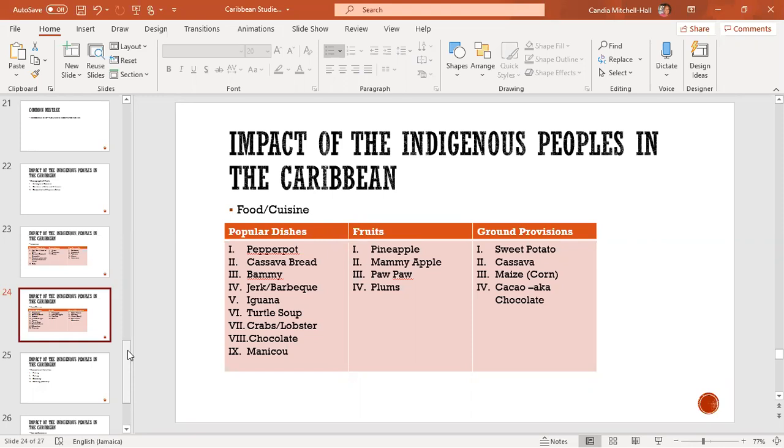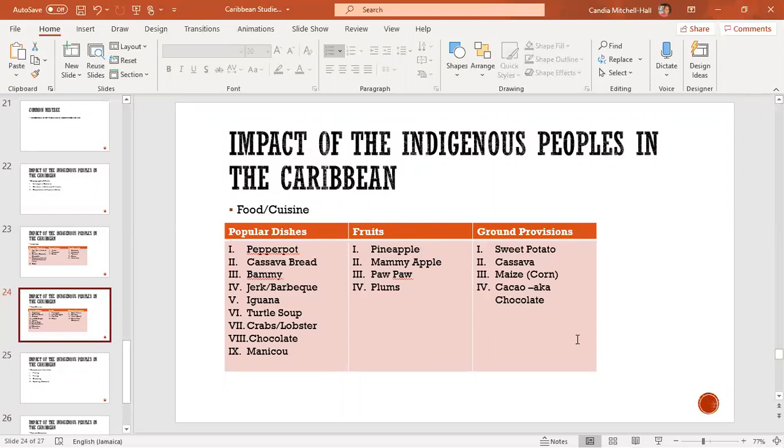Papaya, plums, all of these other fruits, mommy apple, all of these. I'm not even sure what the mommy apple is or what it looks like, but maybe it's an apple, not the American apple, but another apple. I think my wife told me that it could be what we call the star apple. Yes, the star apple is what she said is the mommy apple. So these are some of the fruits that the indigenous people would have used, and we still use them today.